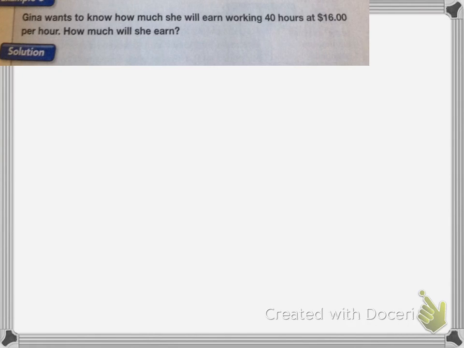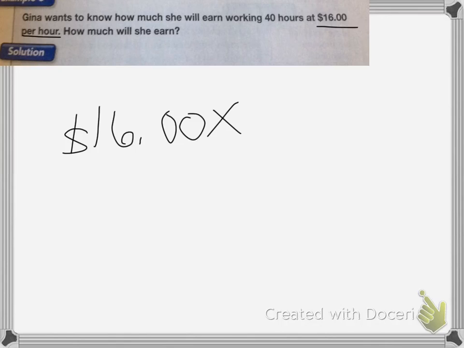This next one, Gina wants to know how much she will earn working 40 hours at $16 per hour. How much will she earn? Well, in this case, we know that she makes $16 per hour. And she wants to know how many she'll make during those 40 hours. So we're going to take $16 and multiply that by the 40 hours she'll be working. And I'll end up with $640.